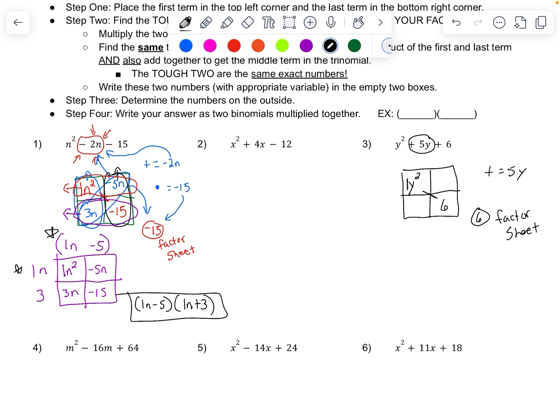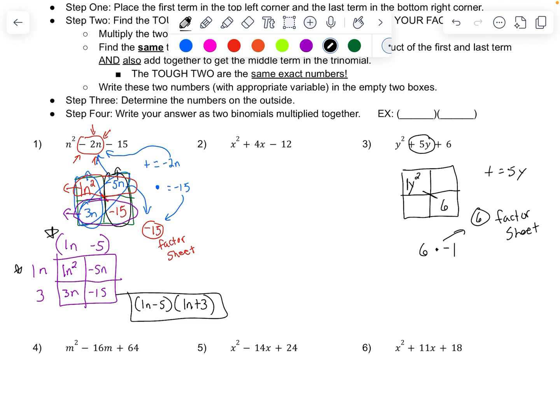Okay? So that means I will have a y on my number answer, as my variable in those 2 blank spots. So if I look at 1 and 6 or 2 and 3, how am I going to get 5? Well, if I think of 1 and 6, well, 1 plus 6 is 7. That doesn't equal 5. 1 minus 6 is 5. So it could be 6 and negative 1. But if I put 6 times negative 1, that does not equal positive 6.